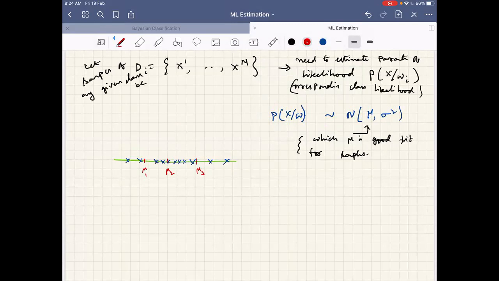Is it mu2? Somebody is telling mu2. Why are you able to tell mu2 here? What is the reason you have said mu2? The mu2 is correct among the given ones, but what is the reason? Because it has a higher density of samples in its periphery.